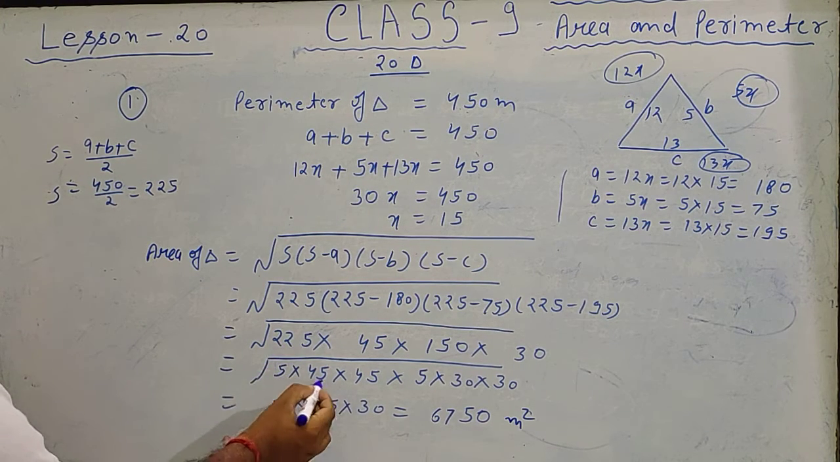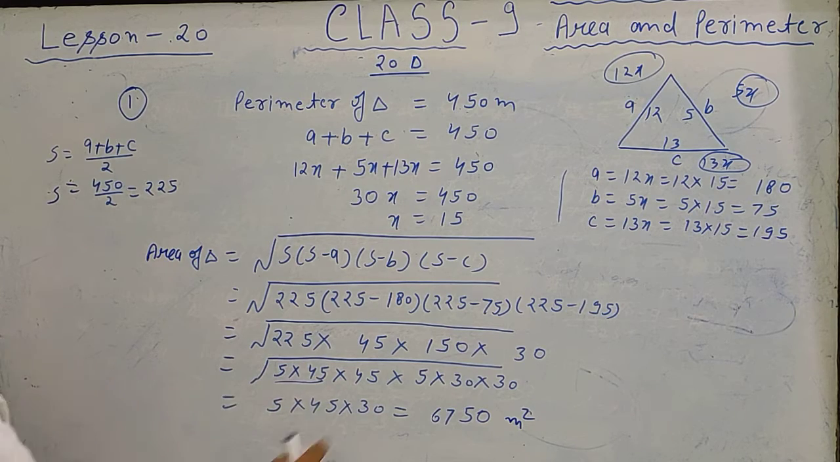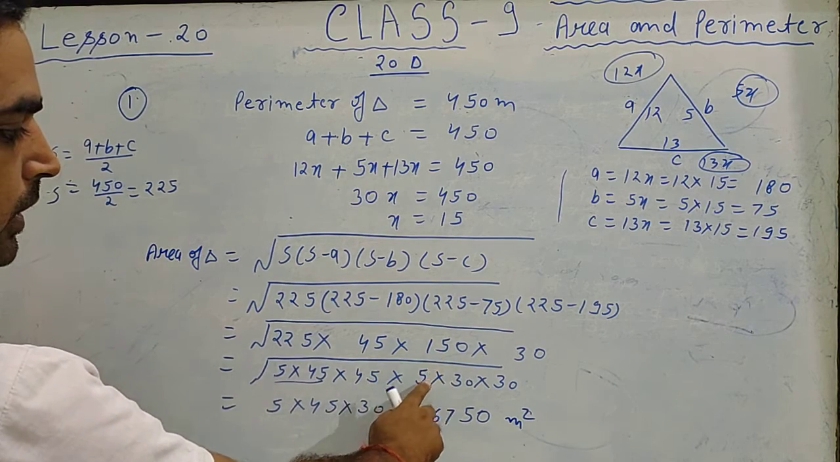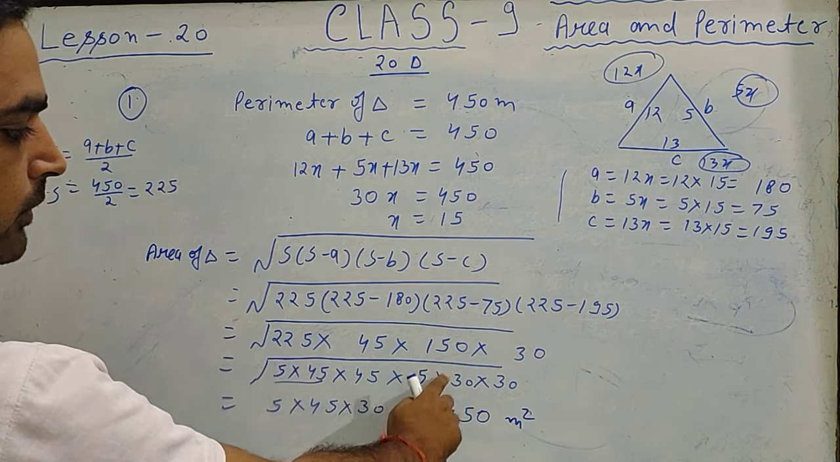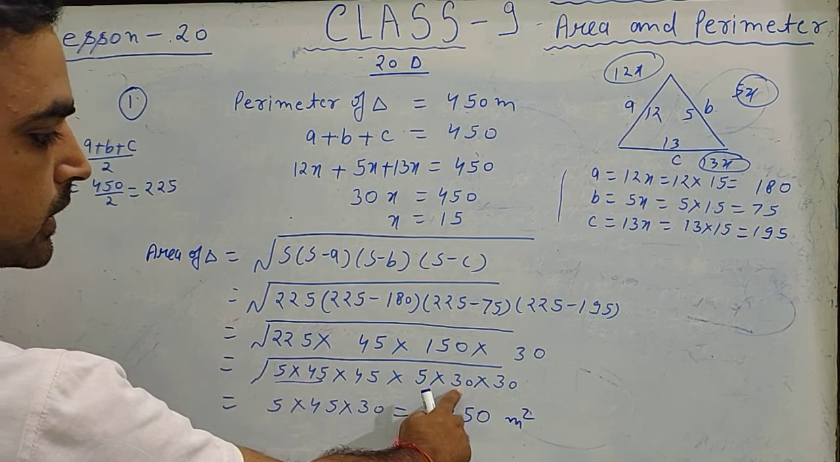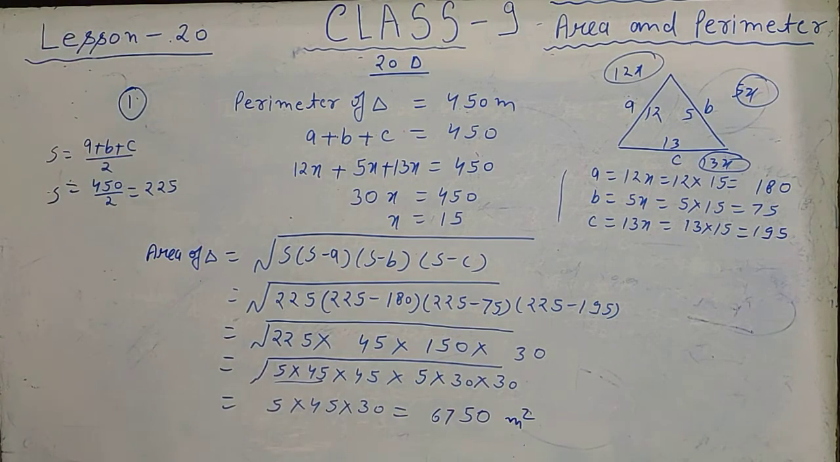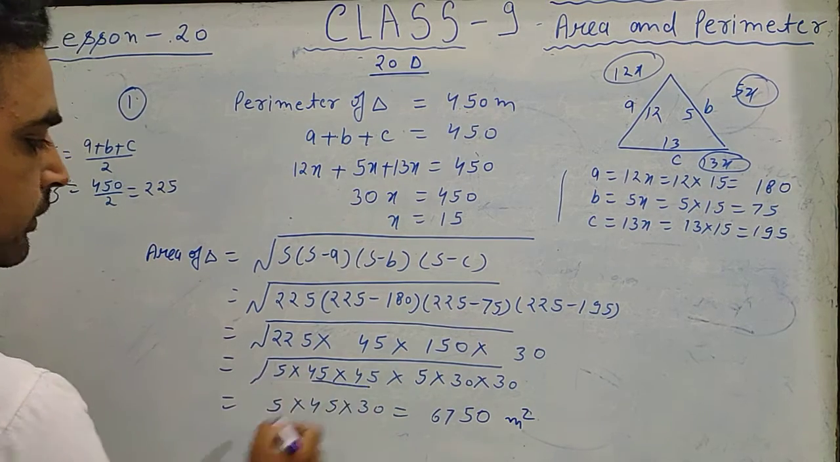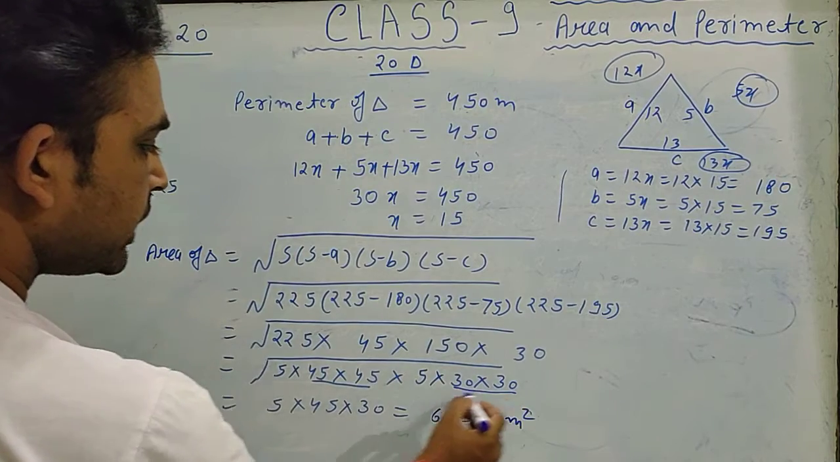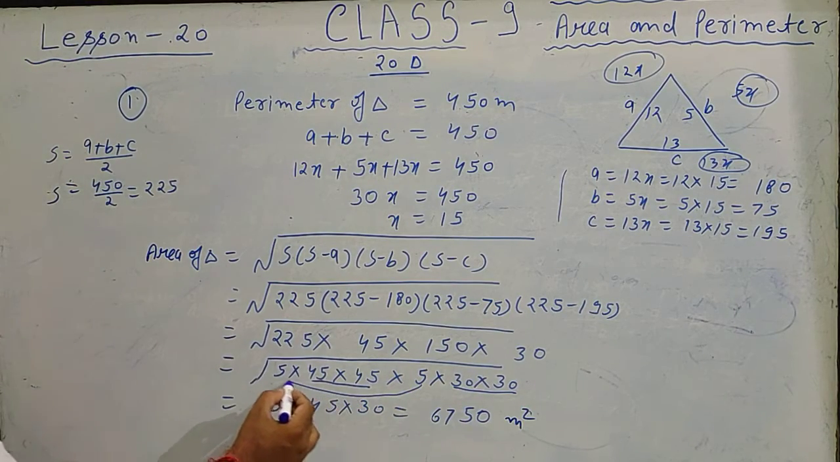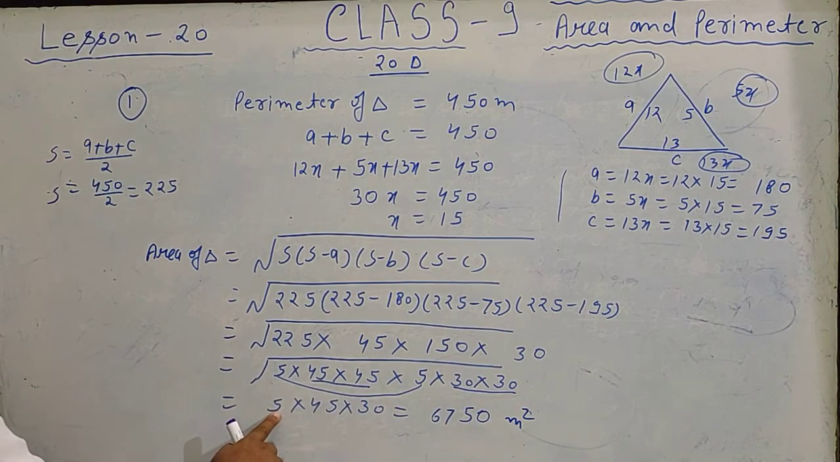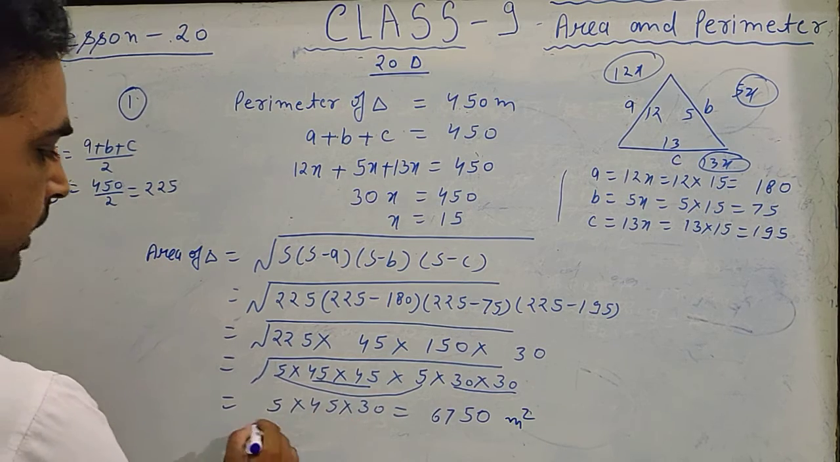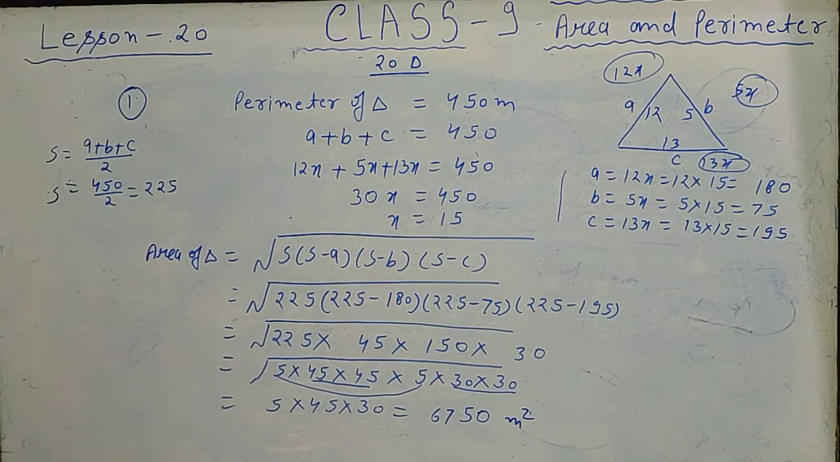5 into 45 is equal to 225. 150 we can write as 5 into 30. Now to solve this by factorization, pair 45 and 45, 30 and 30, and 5 and 5. So 5 into 45 into 30, multiply all three numbers, so we get 6750 meter square. So this is the area of the triangle.